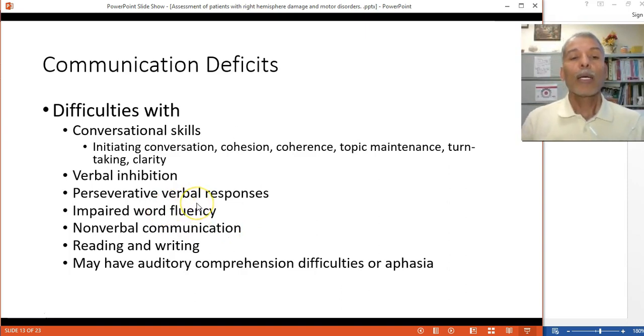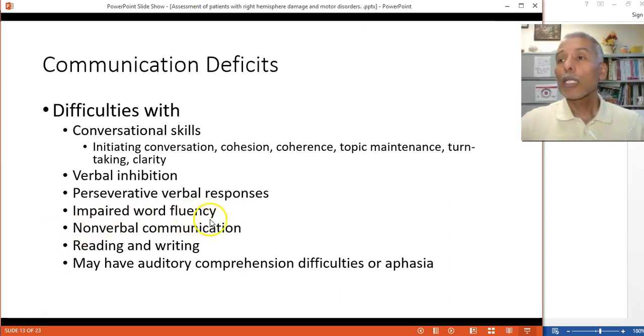The person might produce perseverative responses, like saying things more than once. For example, I worked with someone who would say, I spoke with my mom, I did. I went to the store, I did. I went to the store and I bought, and they keep repeating or saying something over and over.